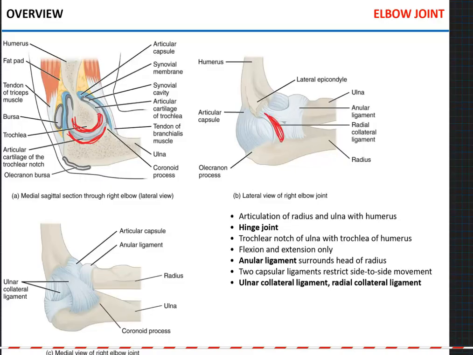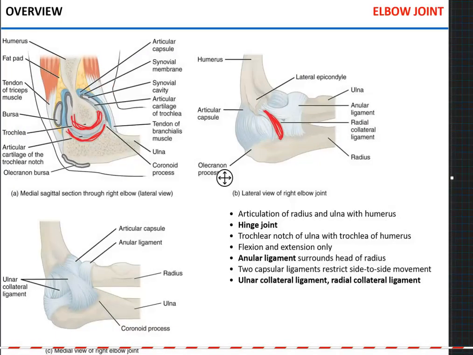First is radial collateral. You already learned that collateral is the side, so radial collateral connects radius and humerus. Ulnar collateral, same idea, but it connects, well, ulna and the humerus. And then there's annular ligament. So annular ligament is basically a loop, okay, that allows pronation and supination.